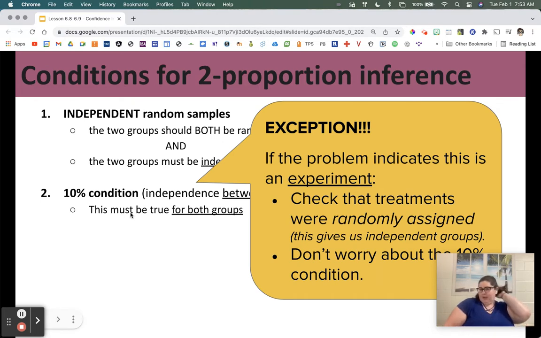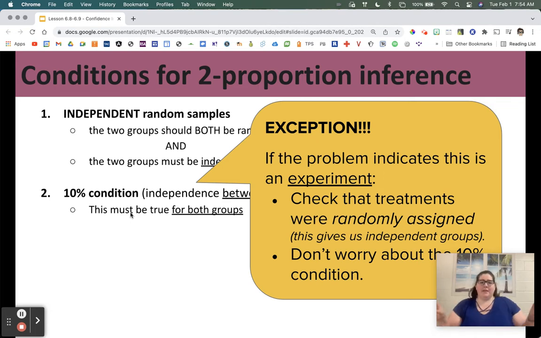One little quick exception. If you are dealing with a scenario, and this is pretty common when we're dealing with 2 separate populations, that it's an experiment, which means that they randomly assign treatments and you've got some kind of thing that we're measuring as a difference between the 2 groups. If the problem indicates that it's an experiment, typically it's not a random sample, which does mean, does our sample represent our population? Questionable, not sure. But a lot of times it's not a random sample. So we won't worry too much about checking that it's a random sample. We do want to make sure that our treatments were randomly assigned. Again, that's usually given in the problem, or it's something that we can safely assume.